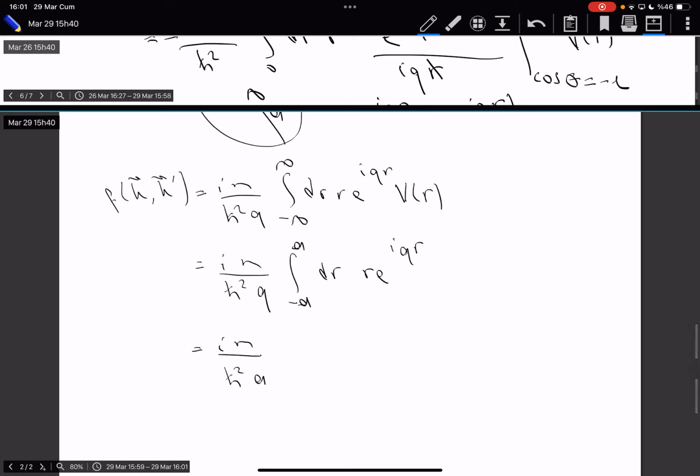But let's evaluate this integral. Well, it would have been an easy integral if I didn't have that r inside the integral. Well, I can write that r as, you have the V0 and the integral minus V0.